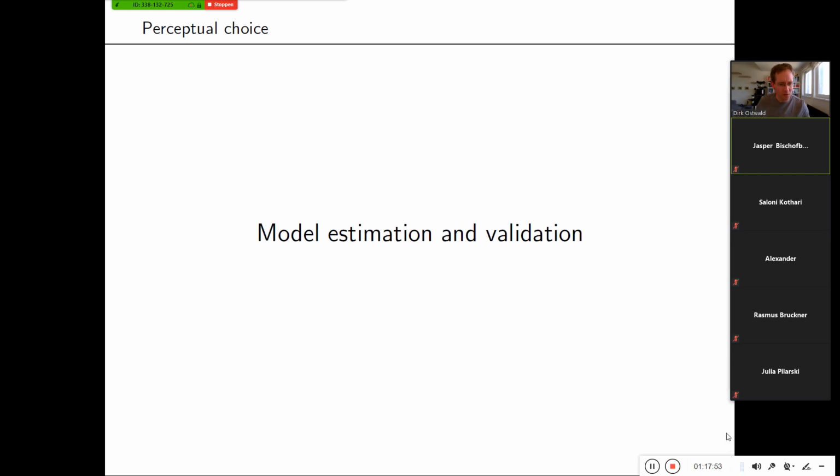Good, that was quite long already. My suggestion would be to take a break now, and after that go over the model estimation and validation. I'm not quite sure whether we also want to do the other model today or not, but we can discuss that. So I would say we take a 10 or 15 minute break now.